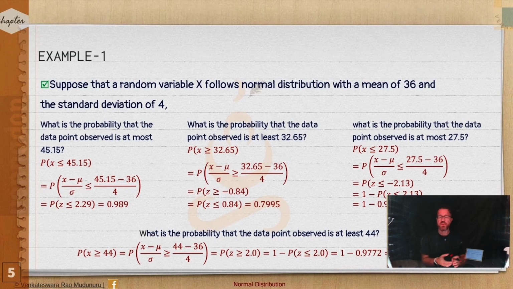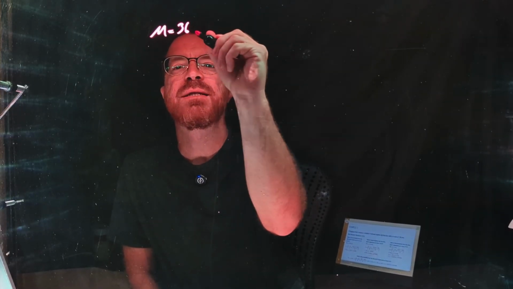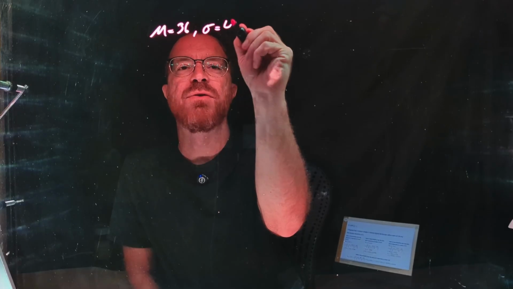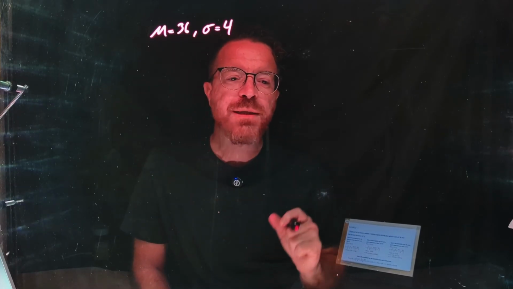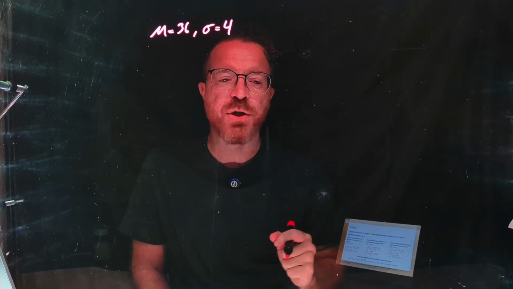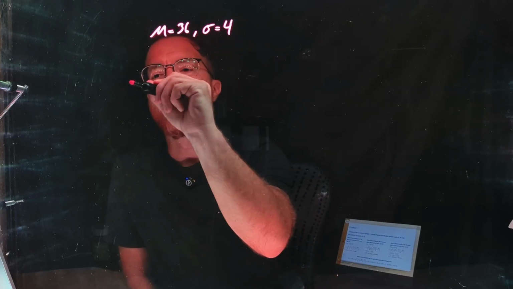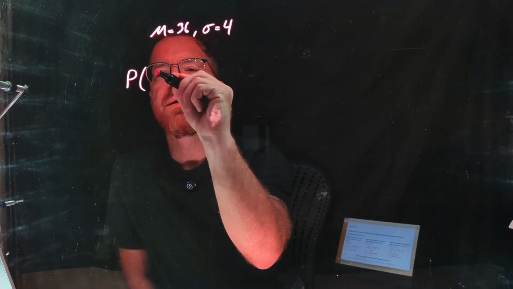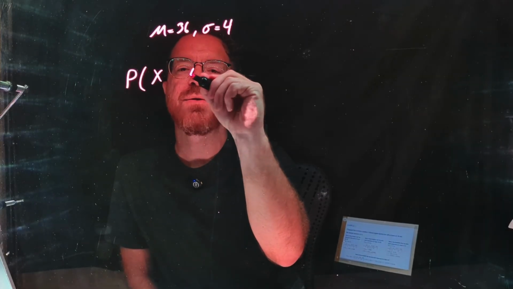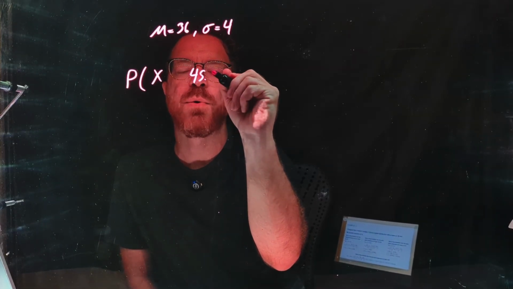Now, again, they are approximations, so they won't be as exact as if you then practiced doing integration to actually get the actual probability. So the first problem says, suppose that a random variable x follows a normal distribution with a mean of 36 and a standard deviation of 4. What is the probability that a data point observed is at most 45.15? So we have the probability of x, and then we know that our value is 45.15.